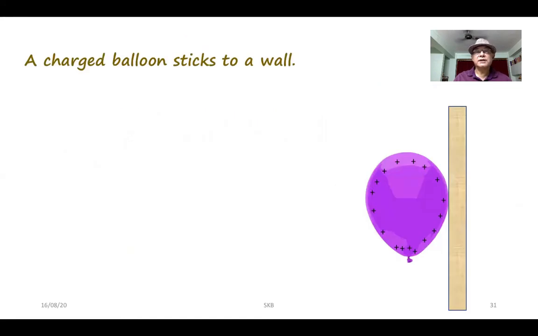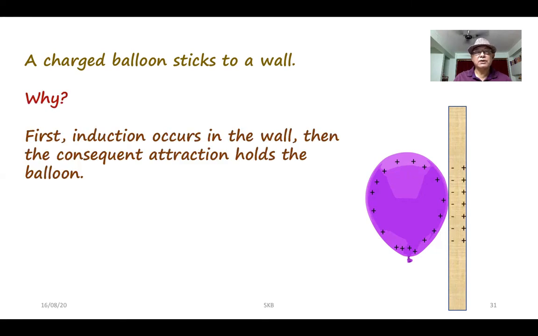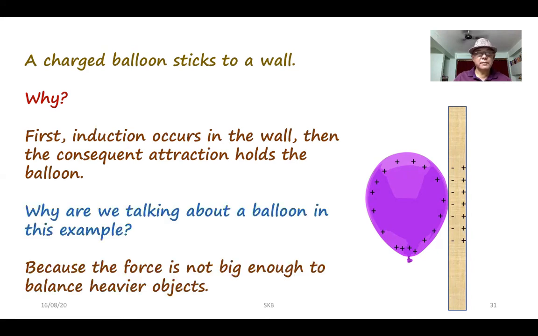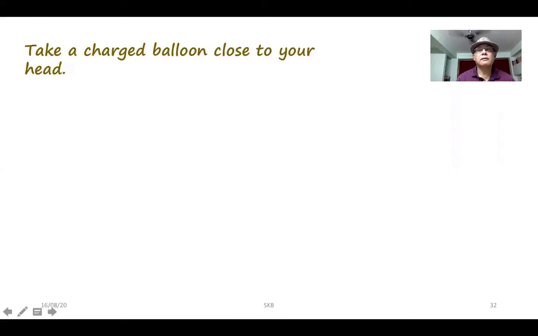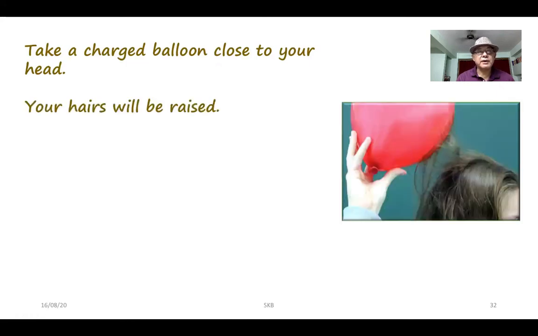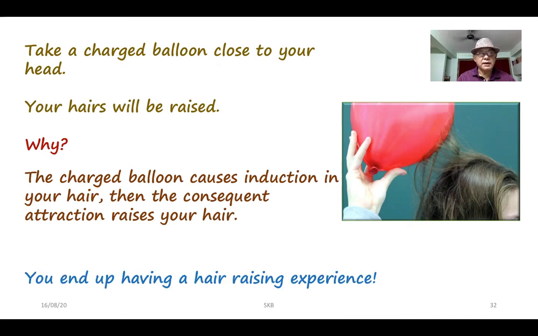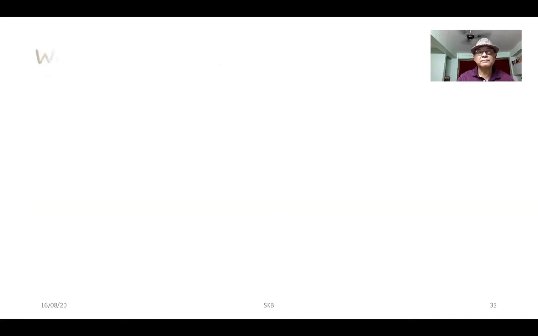A charged balloon sticks to a wall. Why? First, the induction occurs in the wall, then the consequent attraction holds the balloon. Why are you talking about a balloon in this example? Because the force is not big enough to balance heavier objects. Take a charged balloon close to your head. Your hairs will be raised. Why? The charged balloon causes induction in your hair, and then consequent attraction raises your hair. And you end up having a hair-raising experience.